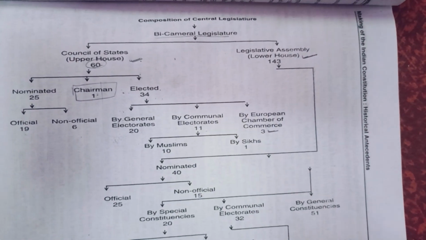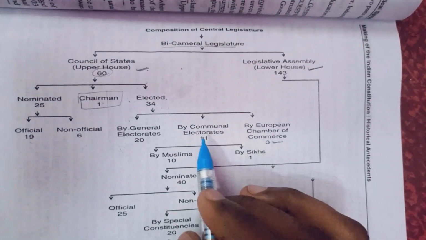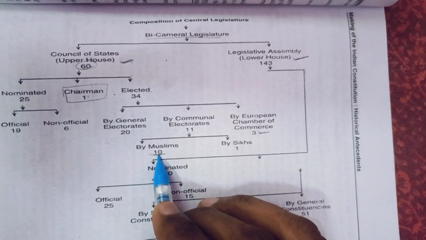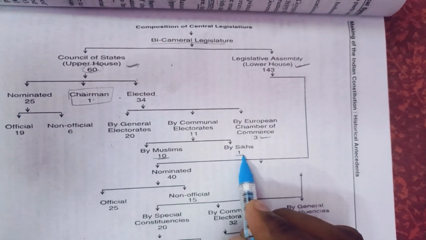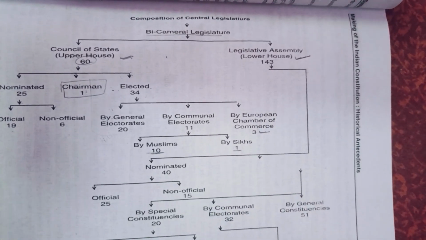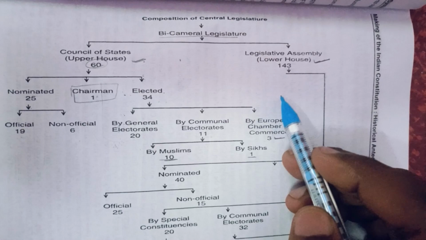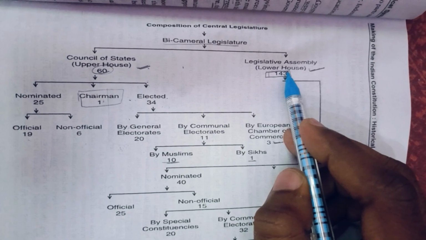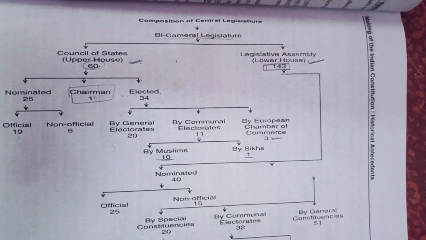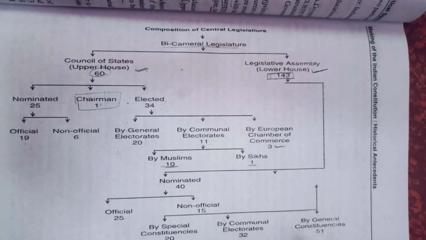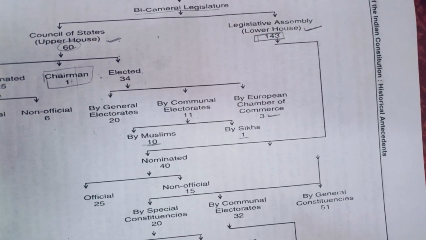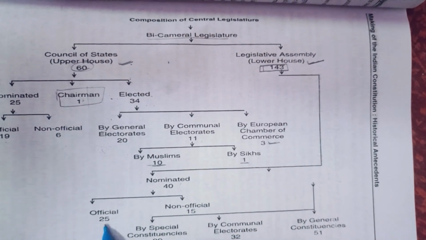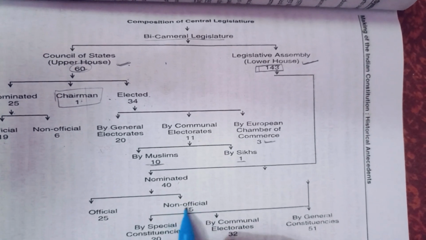Basically, of the 11 communal elected members, 10 were from the Muslim community and one from the Sikh community. Now let's see the Legislative Assembly, which consisted of 143 members, of which 103 were to be elected and 40 were to be nominated. Of the 40 nominated members, 25 were officials and 15 were non-officials.